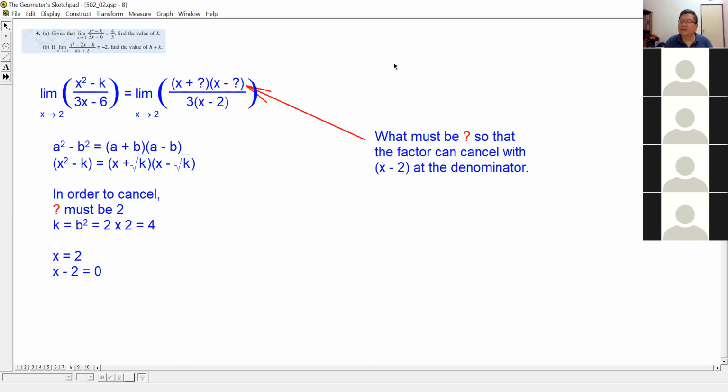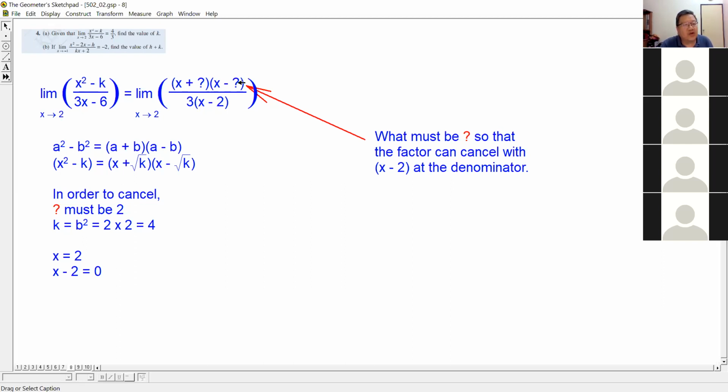Okay, understand. So in order to cancel away this x minus 2, I have to factorize the top. Luckily, I know a square minus b square equals a plus b, a minus b. In this way, I can factorize the top so that it can cancel with the bottom. So what should the number at the top be, in order to cancel with the bottom here? Definitely, the question mark here must be 2.